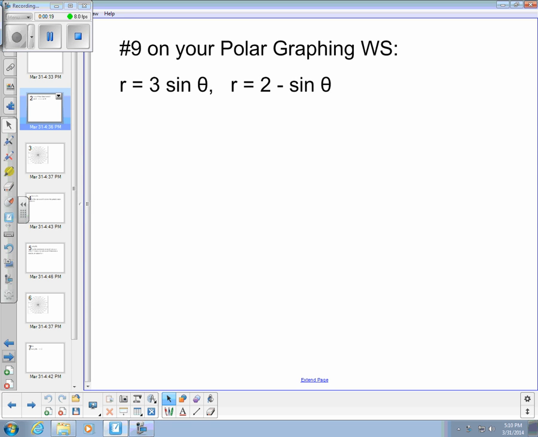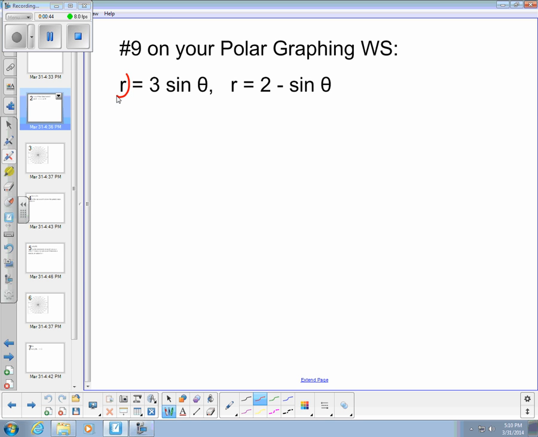Okay, so we're going to look at number 9 that was on your polar graphing worksheet, and be sure you read the instructions. I am not going to make the table. I am going to sketch a graph, but the instructions asked you to find the point of intersection for these two graphs and then to graph them and make a table. Okay, so to find the point of intersection, we want to know where these two graphs cross or where they're equal.